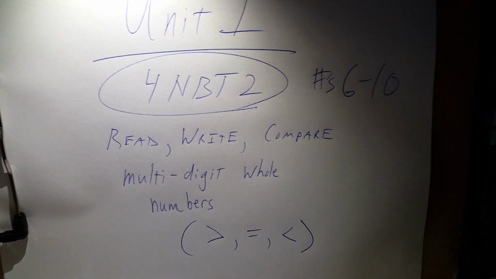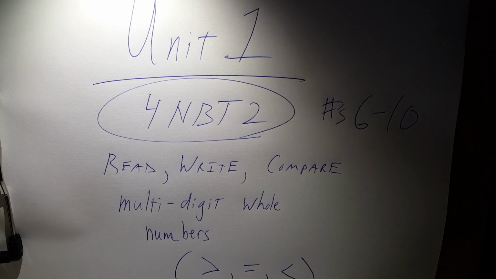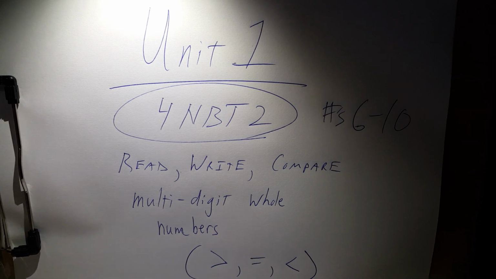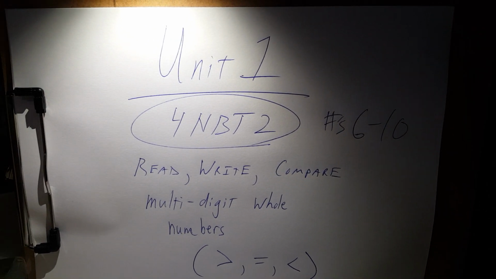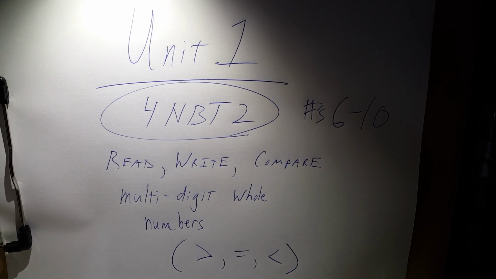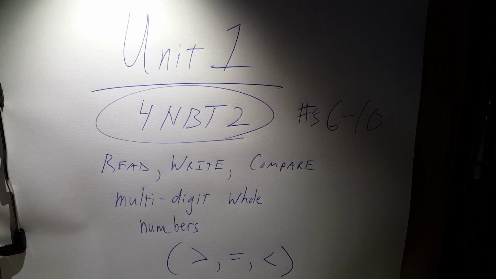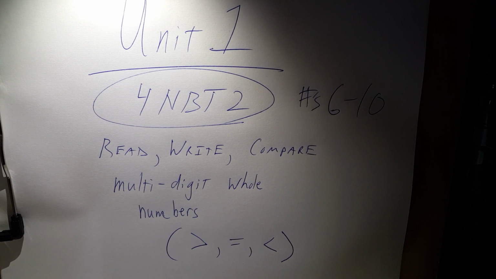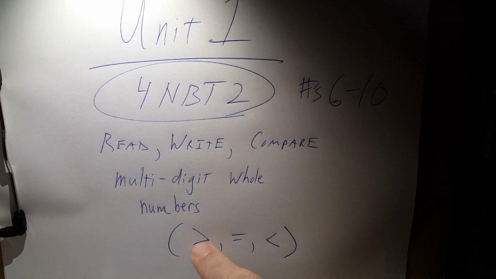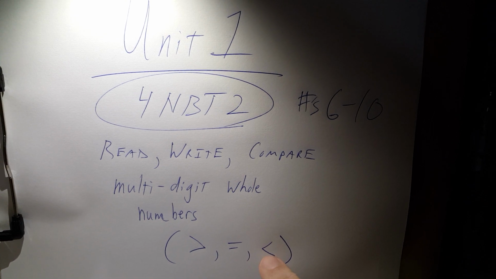However, we keep moving forward towards your academic goals, and right now we are going back to the beginning of the school year. But again, if this is a year or 2 years from now, well, another time, another place. But this is Unit 1, Standard Form B2, which is read, write, compare multi-digit whole numbers. So we have greater than, equal to, less than.